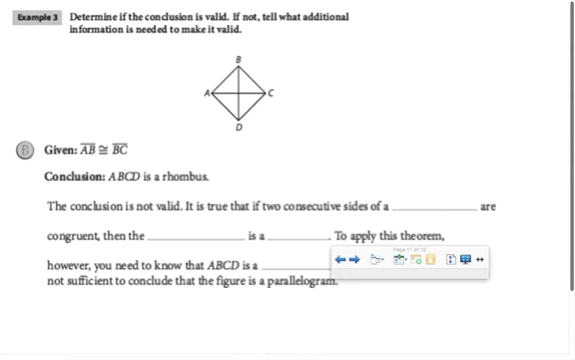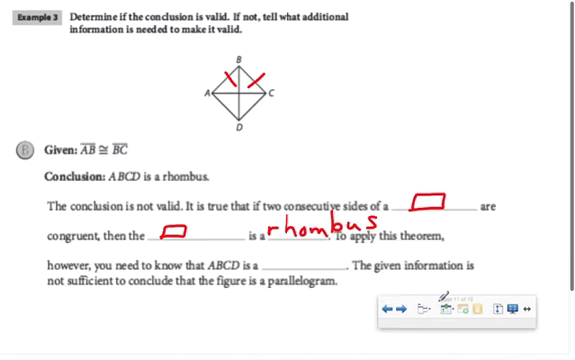Similar idea in this example, we're asked, given the information that we are told, can we conclude that ABCD is a rhombus? So I'm given that AB is congruent to BC, and notice what they say. The conclusion is not valid. It is true that if two consecutive sides of a parallelogram are congruent, then the parallelogram is a rhombus. But to apply this theorem, we need to know that ABCD is a parallelogram. And the given information is just not enough to draw that conclusion.